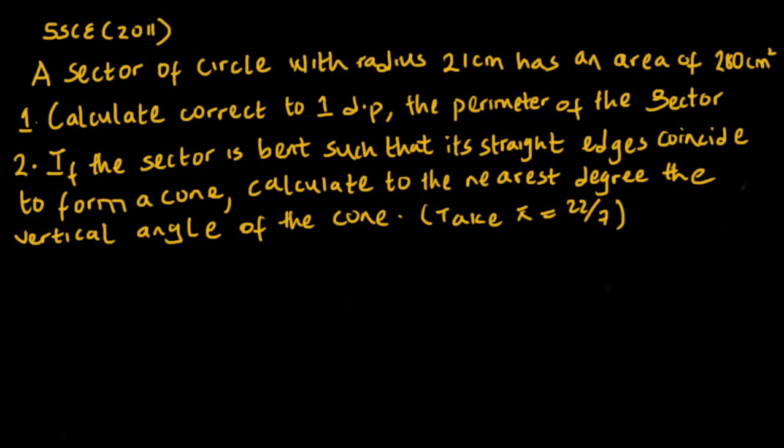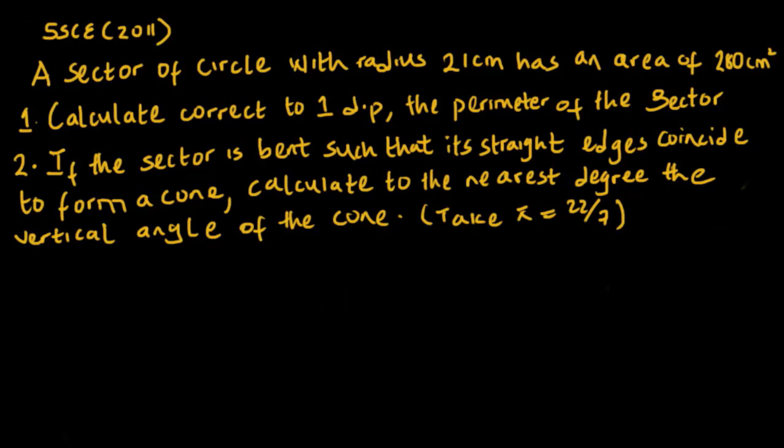So we have this lengthy question. A sector of circle with radius 21 centimeter has an area of 280 centimeter square. Calculate, correct to one decimal place, the perimeter of the sector. Now let's take number one first.